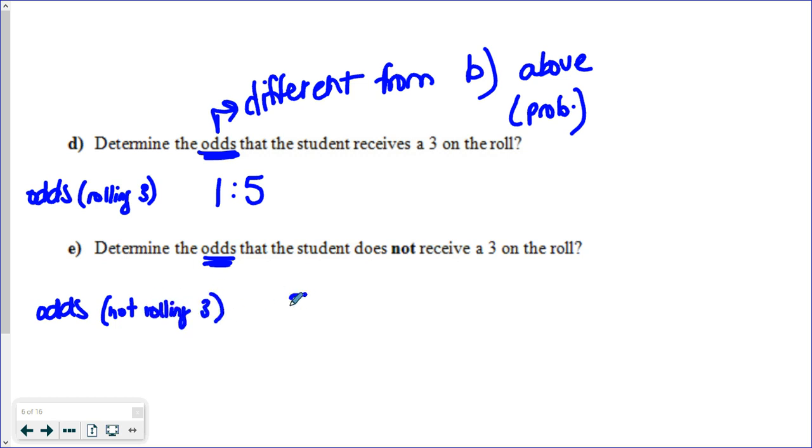So there are 5 ways to not roll a 3. There is one way to roll a 3, so our odds would be 5 to 1. So the odds that they will not receive a roll of 3 is 5 to 1. So again, odds and probability are related but different. So you've got to think about, do I need to use my total number of outcomes, or is it just favorable versus unfavorable outcomes?